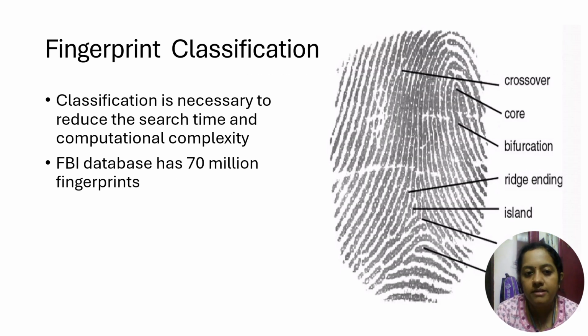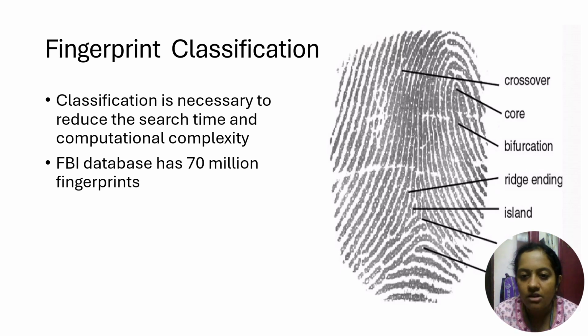Next is fingerprint classification. Why is this classification necessary? Just for 2 reasons. One is to reduce the search time, and the second one is to greatly improve computational complexity. The fingerprint database, which has about 70 million fingerprints in it, contains fingerprints that are all unique.